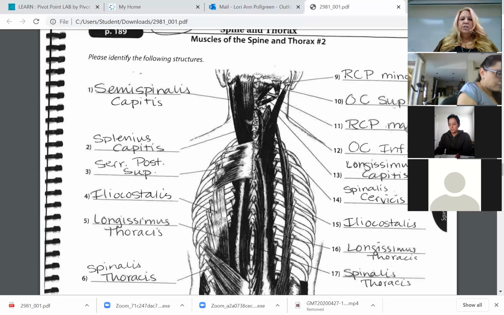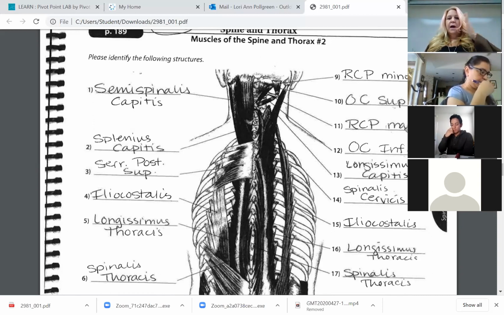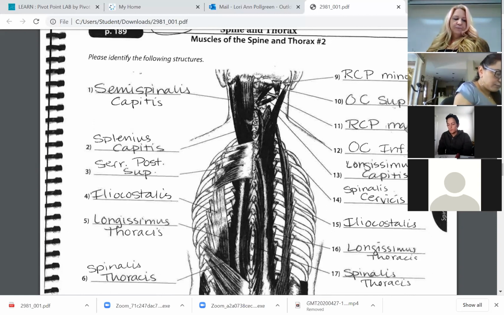13, longissimus capitis. So we had over on number 5, longissimus thoracis. So these are both part of, in the I love spaghetti, the longissimus erector spinae muscle. They're just breaking it down. That is the capitis portion of it. Longissimus capitis. 14, spinalis cervicis. So it's going to be around the cervical spine, right?